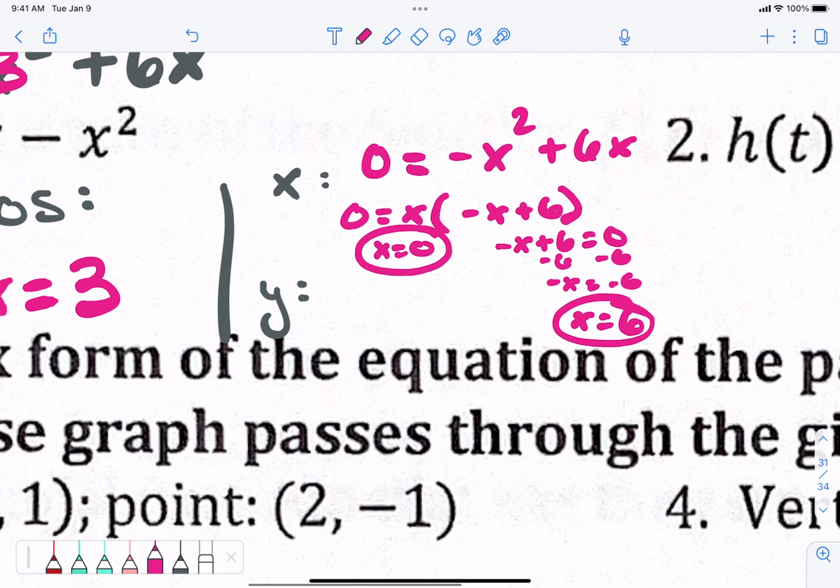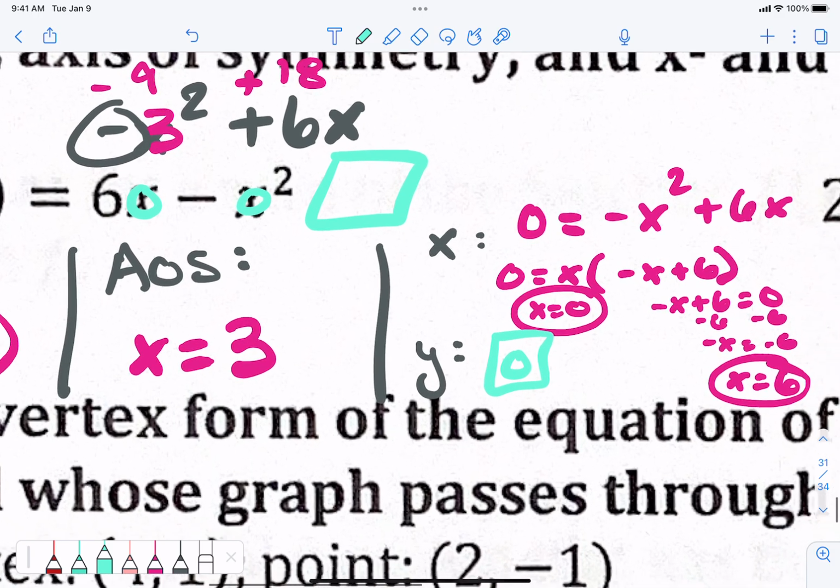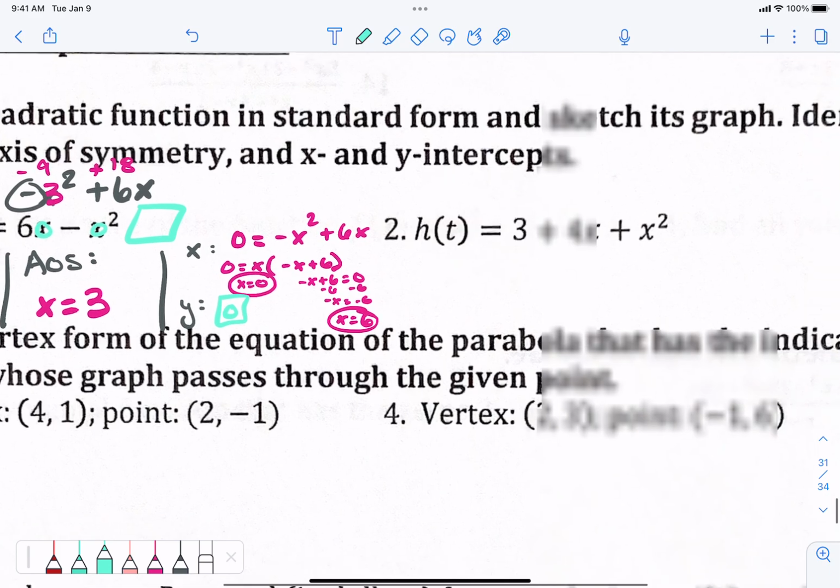Now the y-intercept. If you plug 0 in for x, you get 0. It's always going to be that last number, the c value, but since this one doesn't have a c, you get 0. The y-intercept is 0. Happy with that? That was a long one.